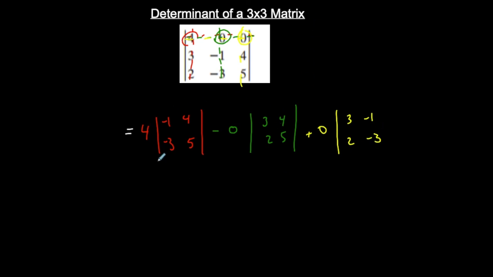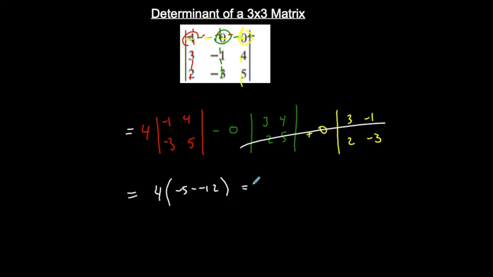And then simplify. So once I do all these operations, then I'll get the determinant of this full 3x3 matrix. So again, I go across row 1, first element times its corresponding leftover matrix determinant, minus the second element times its leftover matrix determinant, plus the third element times its corresponding leftover matrix, and then we simplify. Now, obviously, 0 times anything is 0, so those two go. So it's really just simply this. 4 times the determinant of this 2x2, which, again, we go diagonally, this product minus this product, negative 5 minus negative 12. So 4 times negative 5 plus 12, 4 times 7, which is 28. So 28 is the determinant of this 3x3 matrix.